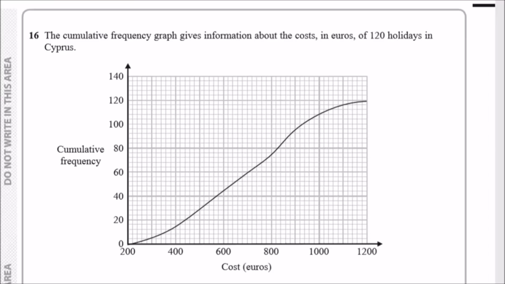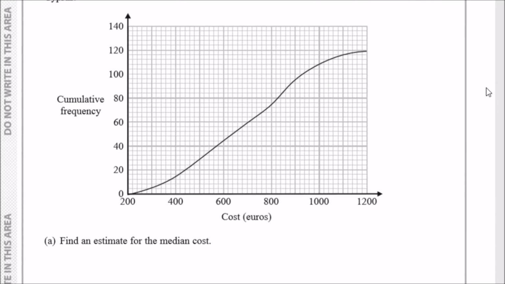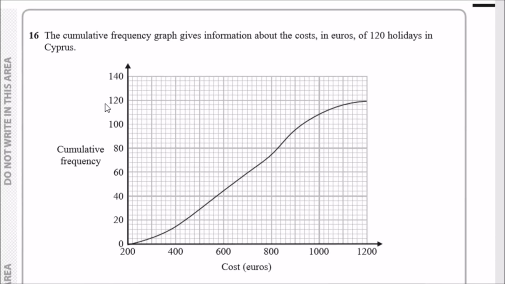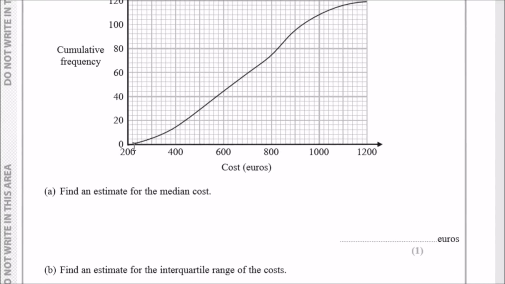Cool. Question 16, guys, and this one's all about cumulative frequency. So what do we have here? It says that the cumulative frequency graph gives information about the cost on the x-axis in euros of the 120 holidays in Cyprus. And we can see that the final cumulative value would be for all 120 holidays, with the maximum cost being 1,200, and the minimum, if there was no holidays included, would be at 200. And it's always going to be increasing.